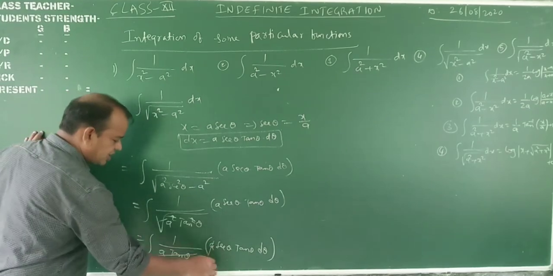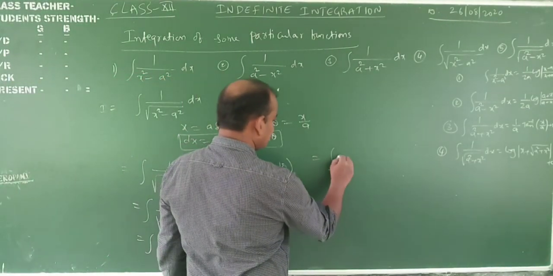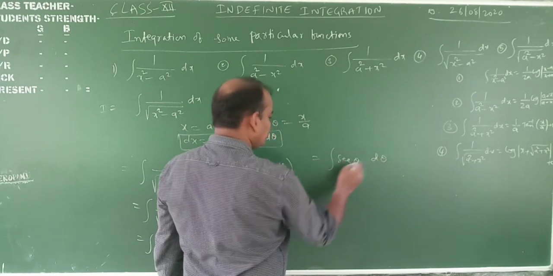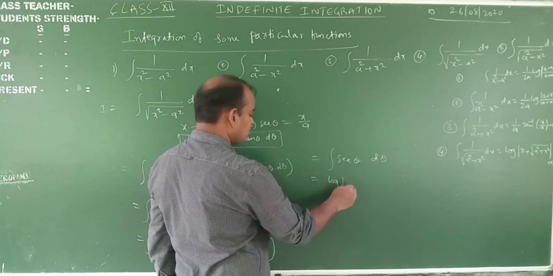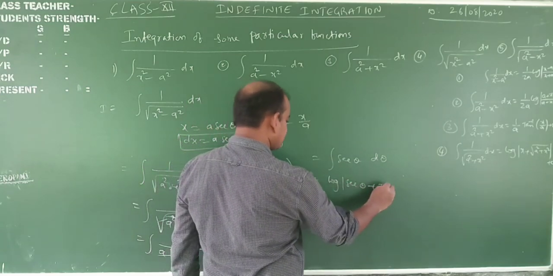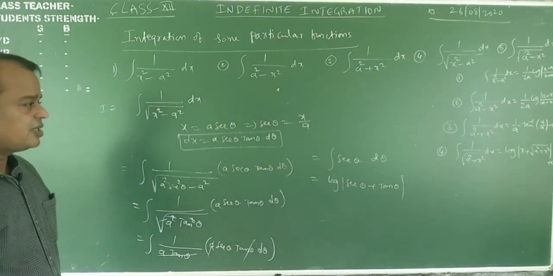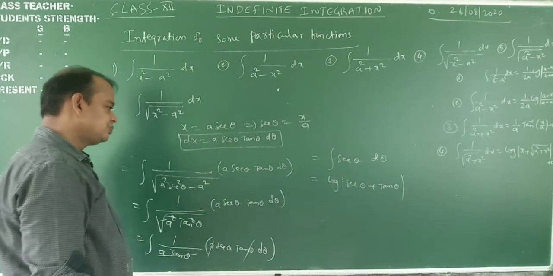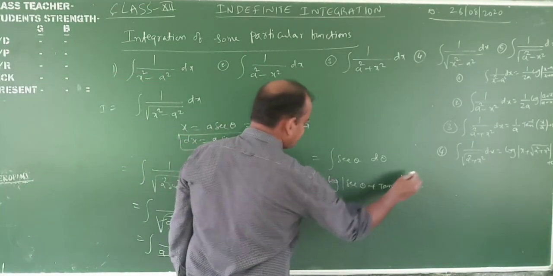A tan theta cancels. What are the remaining terms? Integral of secant theta. You know very well the integral of secant theta is log mod secant theta plus tan theta, plus c. We will take that, no problem.